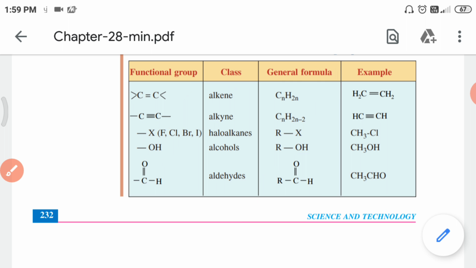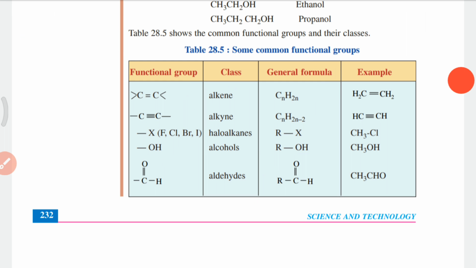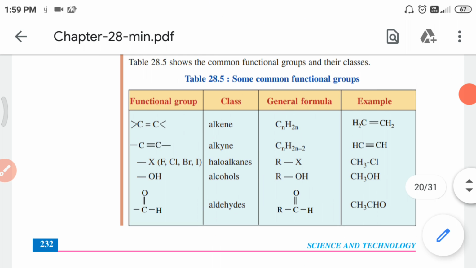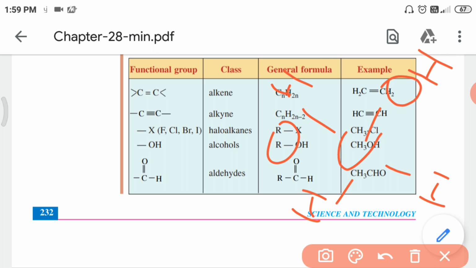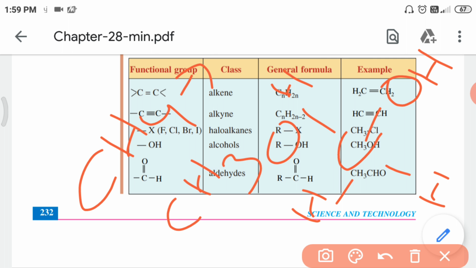OH is the alcohol group, ROH. This R shows the position of a carbon. Here there are three hydrogen atoms, and replacing one hydrogen atom we add OH here. So we can write CH4 to CH3OH. CH3OH. Clear?